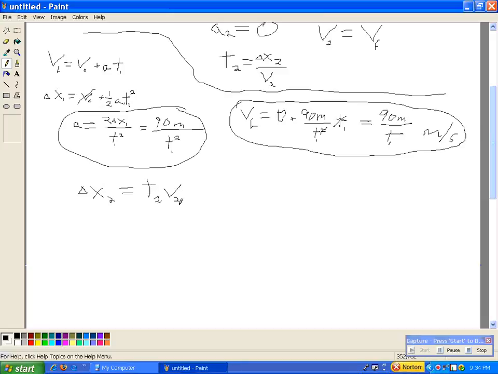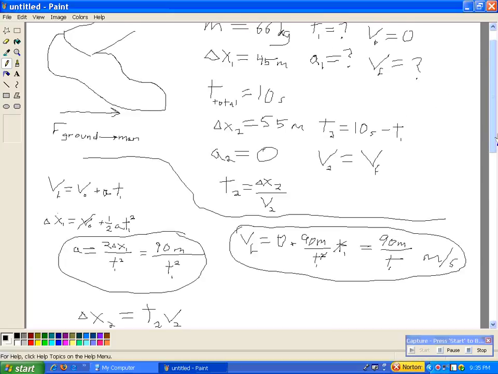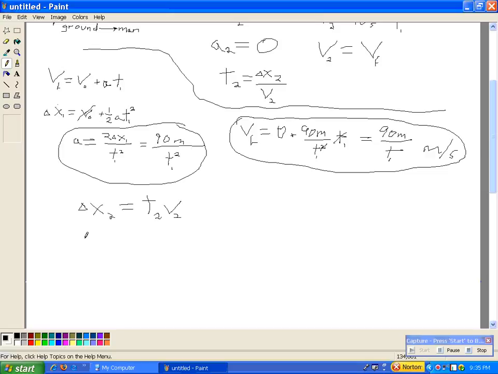T2 times velocity 2, the second velocity, which is the same as the final velocity, right? So we can replace T2 with 10 seconds minus T1. Let's do that now. Okay, so 10 seconds minus T1, times V2.